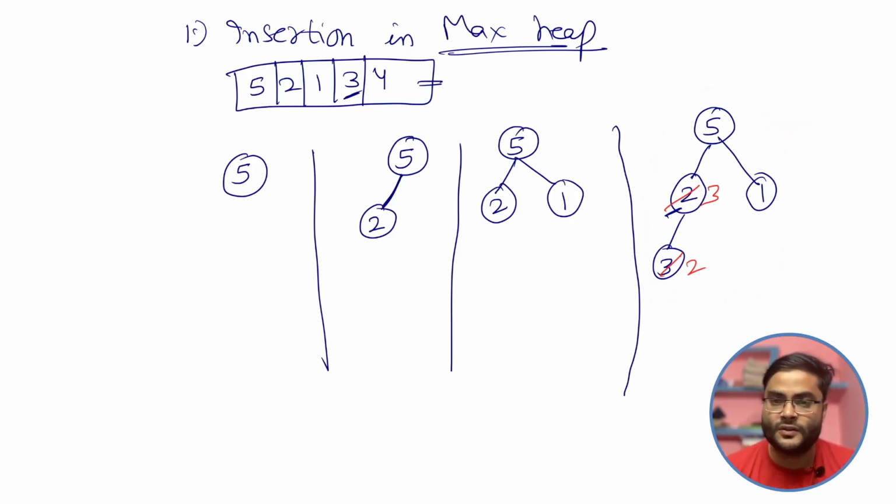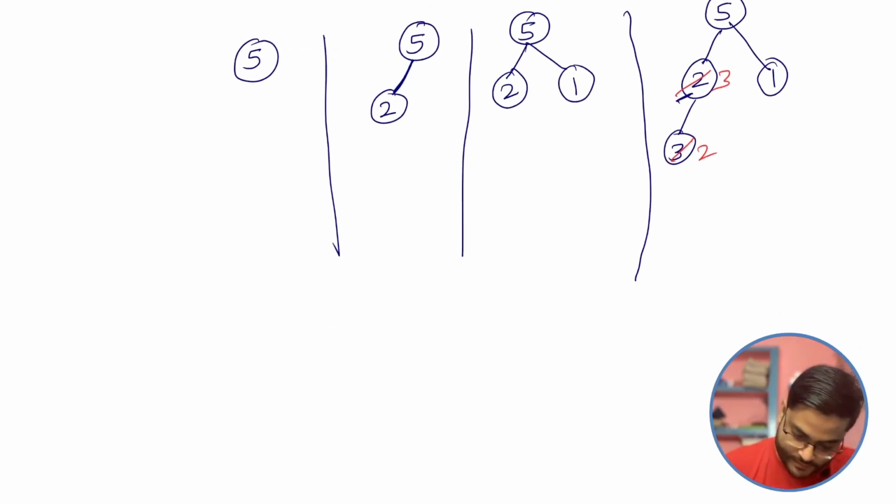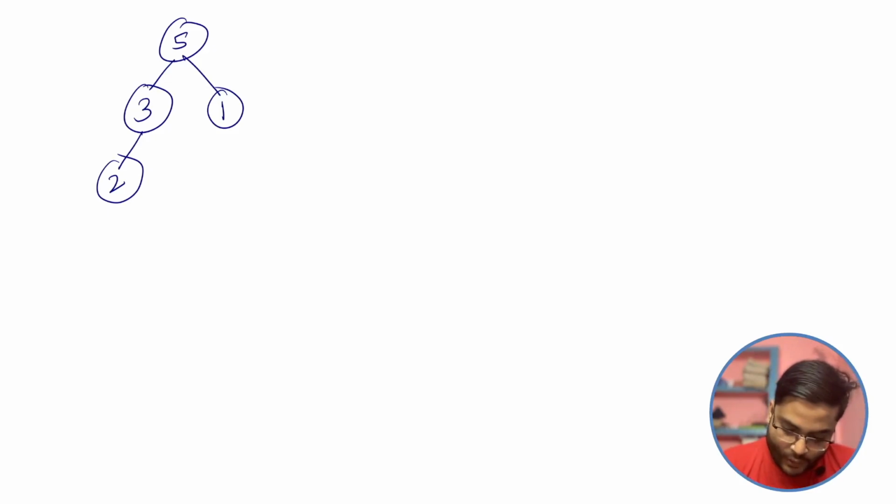Now I want to insert 4. So this was our tree, and now I want to insert 4. I will insert 4 here. Now I will compare with its parent. So 3 is less than 4. 3 is the parent of 4, but 3 is less than 4, so it does not follow the property of max heap. So what I will do, I will swap them.